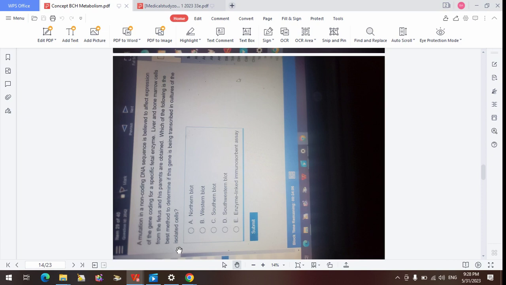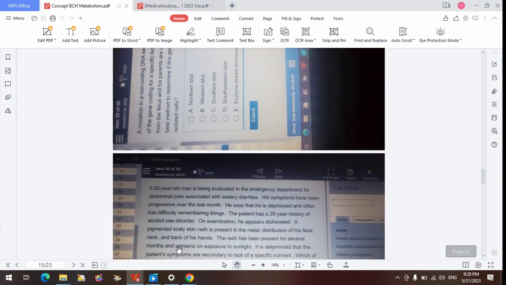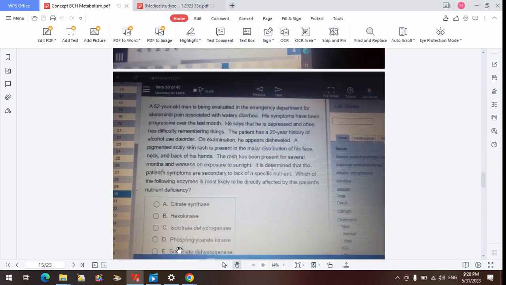So why are we picking Northern? Because a transcribed gene is RNA. Exactly. A transcribed gene is RNA. So that's what will be identified by Northern blot.